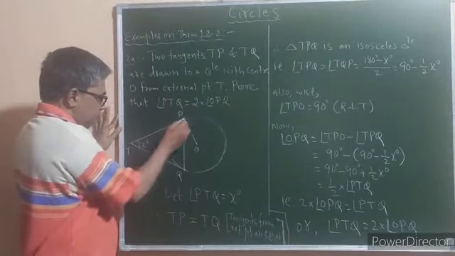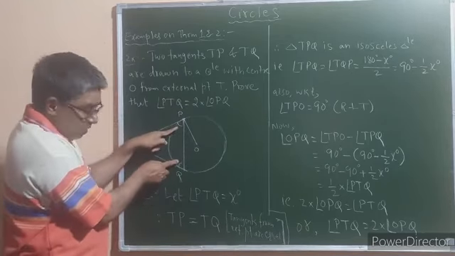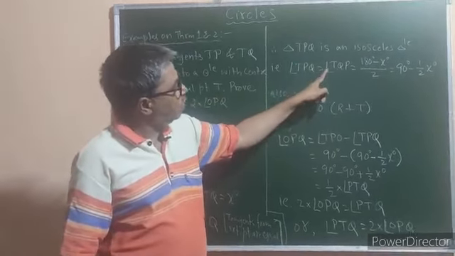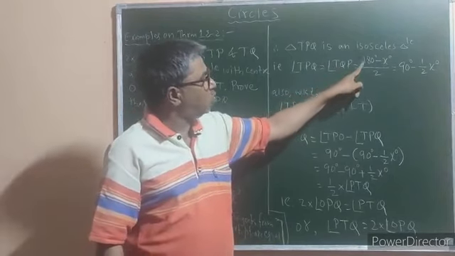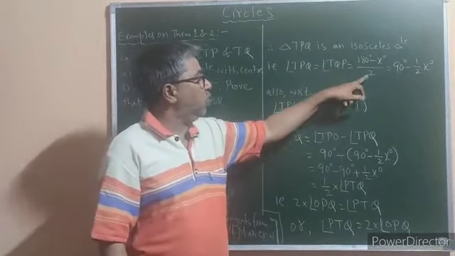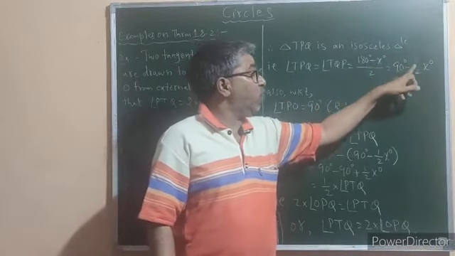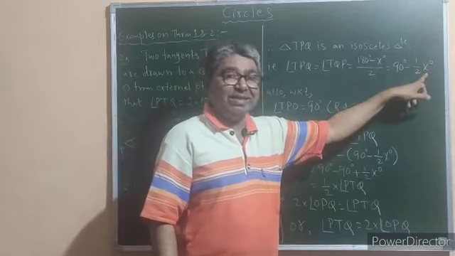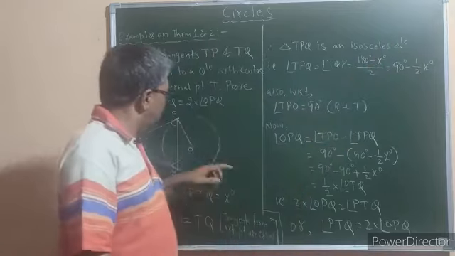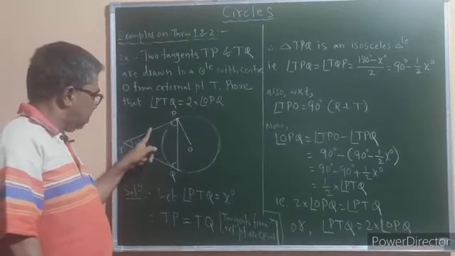Therefore angle TPQ must be equal to angle TQP. These two angles are also equal because these two sides are equal. So angle TPQ is equal to angle TQP, which is equal to (180 degrees minus x degrees) divided by 2. 180 upon 2 is 90, minus x degrees upon 2 is half x degrees. So 90 minus half x degrees is the measure of angle P and angle Q, because both are equal, because these sides are equal.